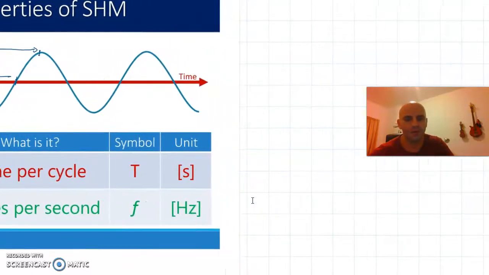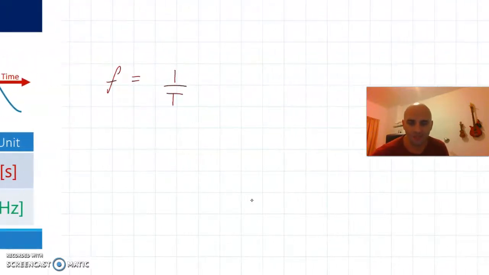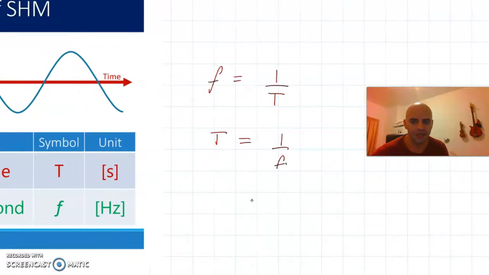The period and the frequency are inversely related. So the frequency f is equal to 1 over T. There's the first formula you guys are going to need to know. And similarly, the period is equal to 1 over the frequency. Period is a unit of time, measured in seconds.